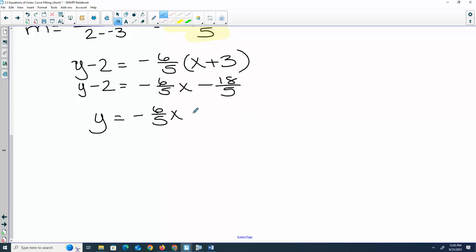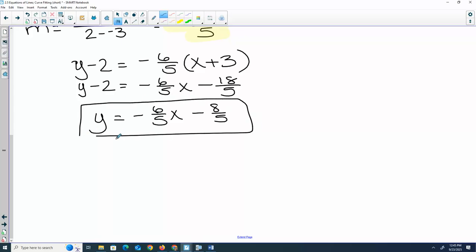Finish, you add over the 2. So you get negative 6/5 x minus 6. Did you get the same thing if you directly did y equals mx plus b? You should, assuming all of our work is correct.